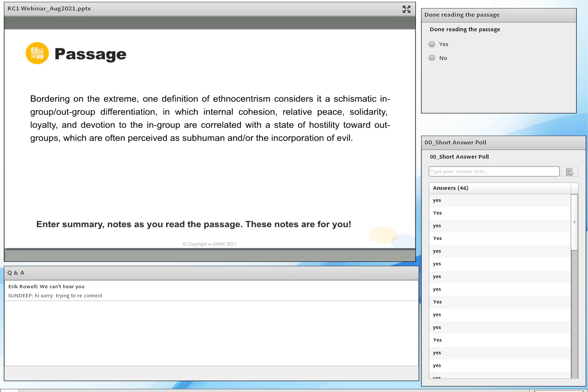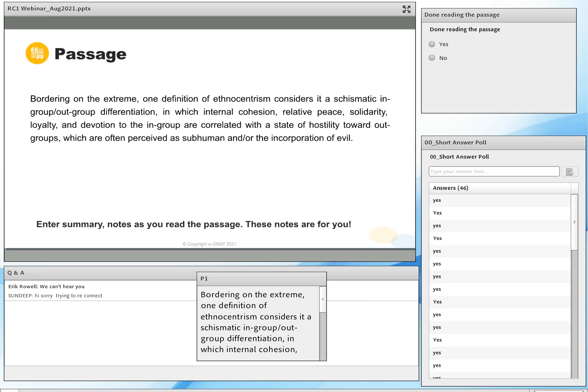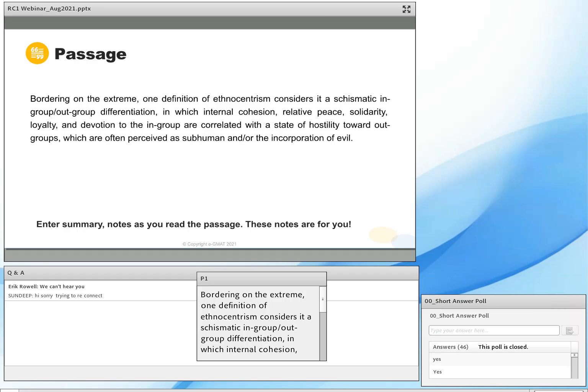All right, I can see that a lot of you are done reading the passage. So what I'm going to do is I'm going to introduce the passage right here at the bottom of your screen for those of you who want to refer to it. Meanwhile, I'm going to introduce the question. All right. So just give me one sec. There it is.